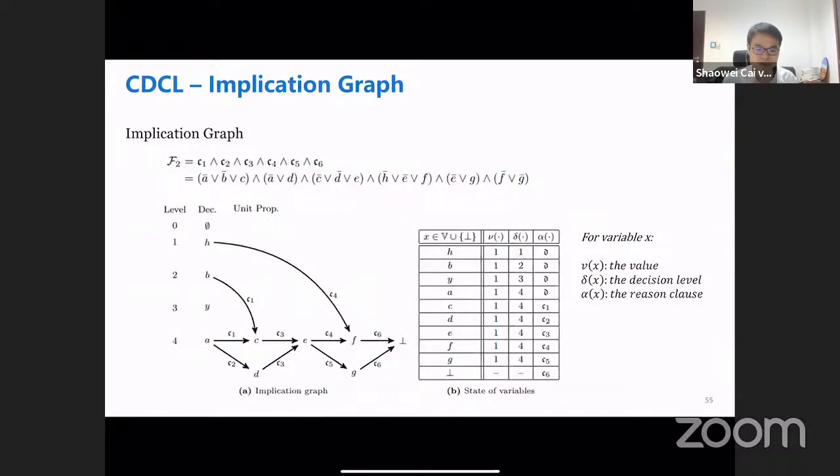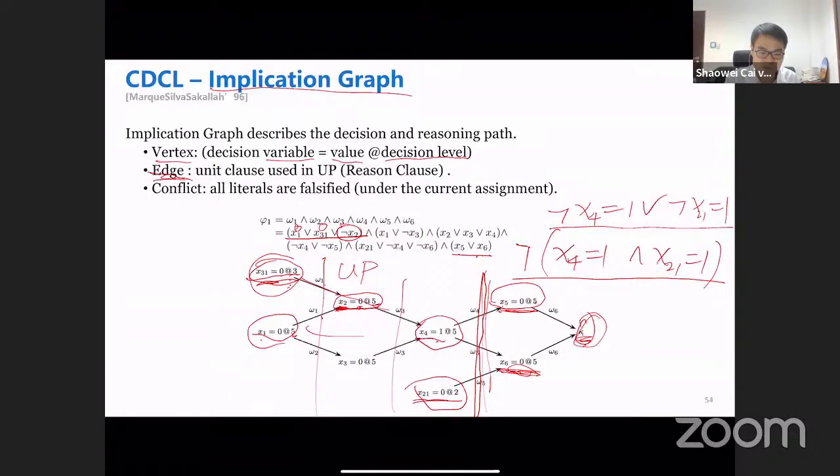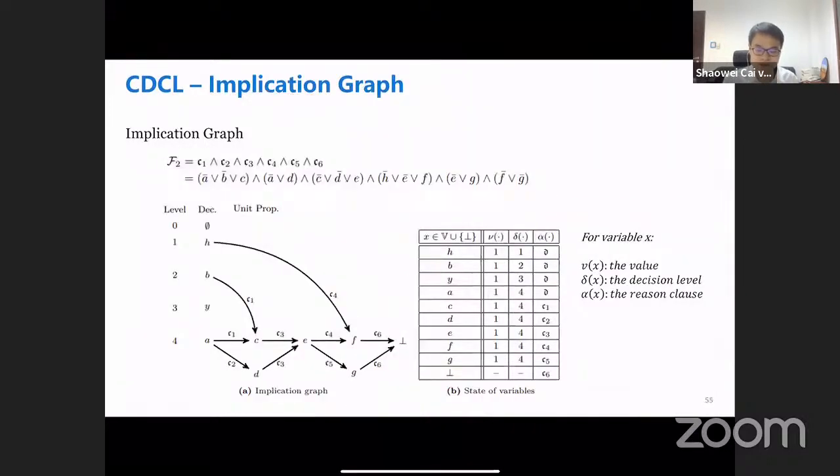Now we go into the detail of the implementation. In the previous slide, that was an intuitive picture. We can see that we have some information at each node, right? We have the value of a variable and the decision level, and we have a clause which is associated with an edge. But in our code, in the implementation, we need to organize this information into some data structure.